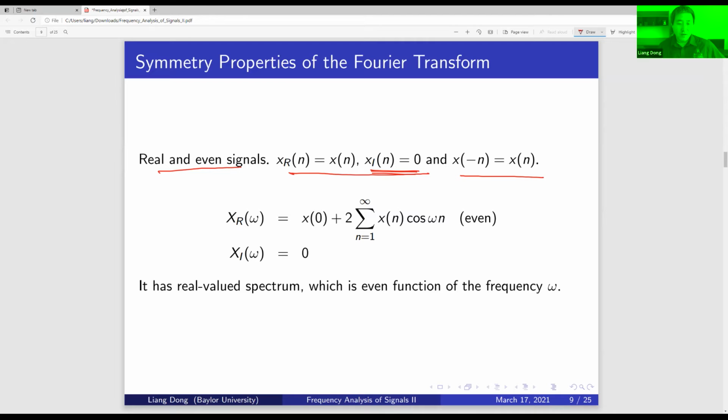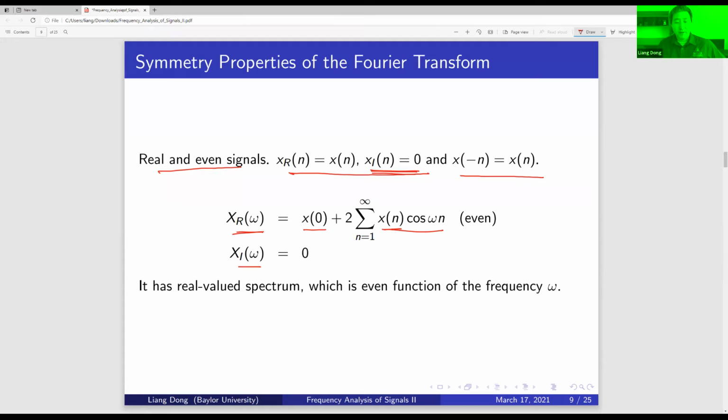We can further deduce that capital X_R, because this is even, I can put this sum on just one side beyond 0, from 1 to infinity, times 2 with this weighted sum. And then we leave just one term here in the middle, that's x(0). This entire thing is even.